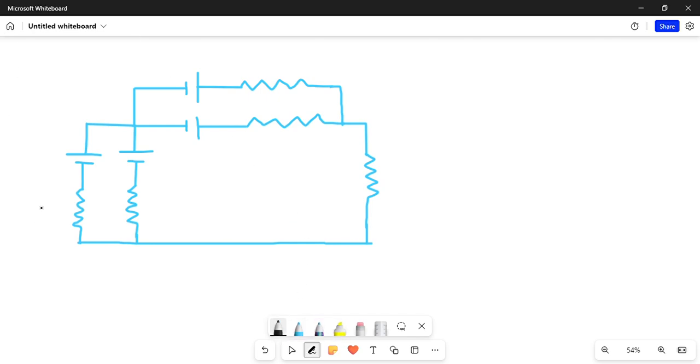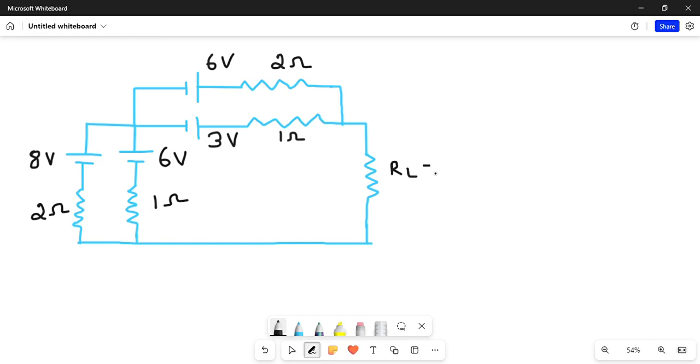So it is 8, 2 ohm and 1 ohm and 6 volt and 8 volt, and here you have 6 volt and here you have 3 volt and here you have 2 ohm and here you have load resistance, that is RL.